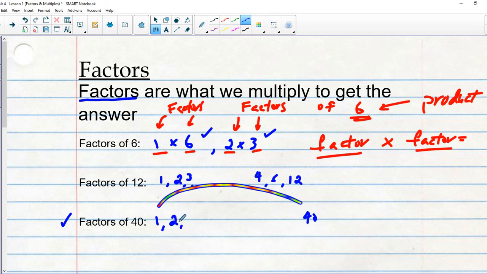You don't want to miss potential answers. So 2 times what gives you 40? Yeah, 20, right? So I'm going to draw another rainbow here. All right, like that. And then I'm going to do another one. All right, 3, can 3 become 40? Oh, can 3 times something give you 40? No, right? How about 4? Yeah, 4 times what? Right, 10, right? So again, the rainbows pair them up.